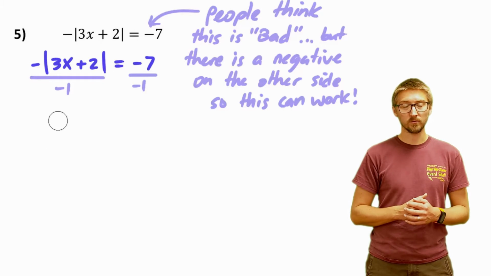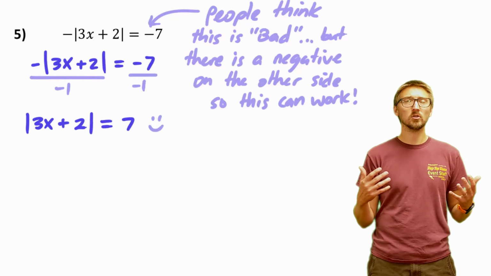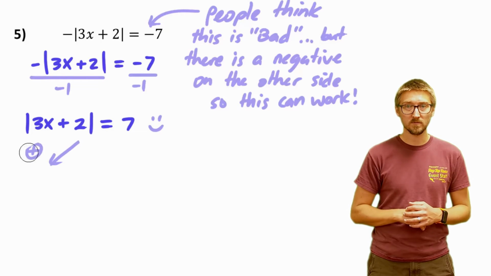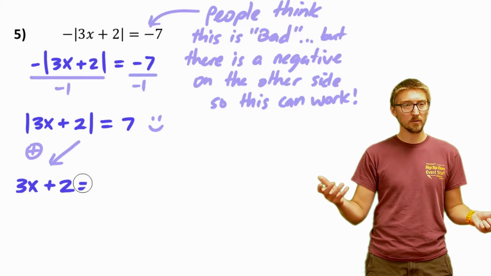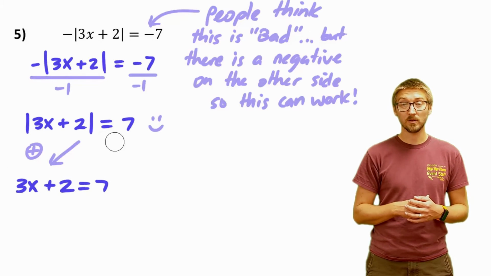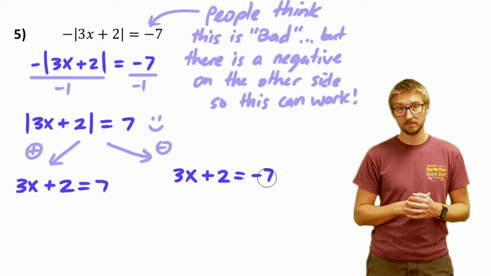The absolute value of 3x plus 2 is equal to 7. That looks so much better. It looks like the rest of our problems. So at this point, we can branch to the positive and the negative case. The positive case says 3x plus 2 equals 7. The negative case says 3x plus 2 equals negative 7.